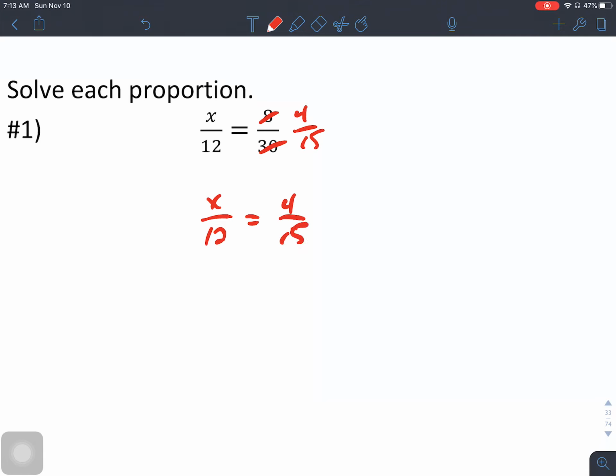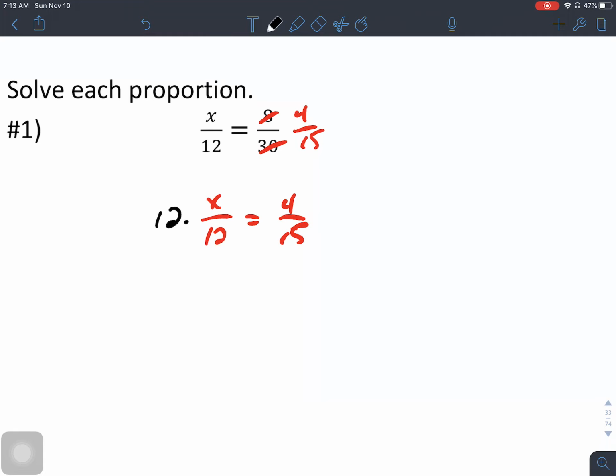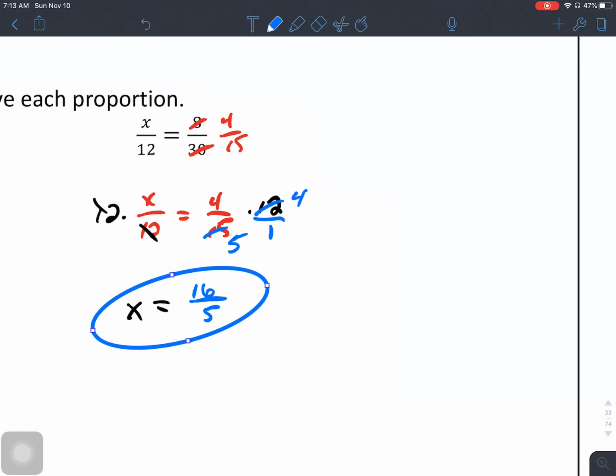I am trying to get x by itself. Right now I'm dividing x by 12, so I'm going to multiply both sides by 12. On the left, the 12's cancel, so I have x. On the right, we got 4 divided by 15 times 12. If you like, you can put the 12 over 1. Can you think of a number that goes into both 15 and 12 evenly? 3. 3 goes into 12 4 times. 3 goes into 15 5 times. Now if you multiply the tops and you multiply the bottoms, you get 16/5. This cannot be reduced, so we can leave it right like that.